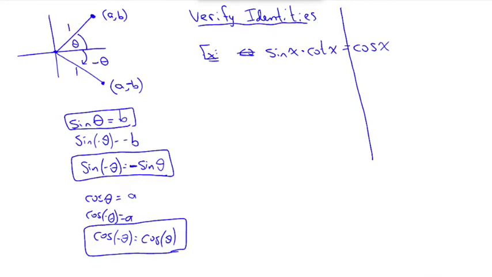You can change cotangent. So this becomes sine of x times, what's cotangent? Cosine over sine. And what happens is the sines cross out. The sines will go away and you're left with cosine of x, which is exactly the same as the other side. That's it. That's all there is to this whole thing.